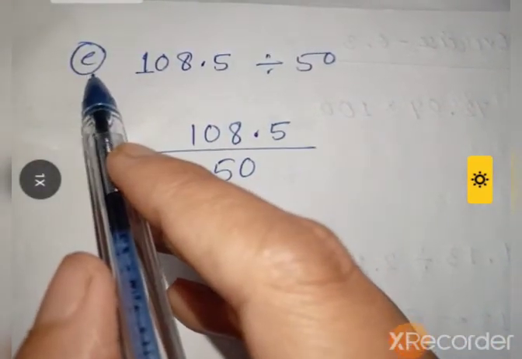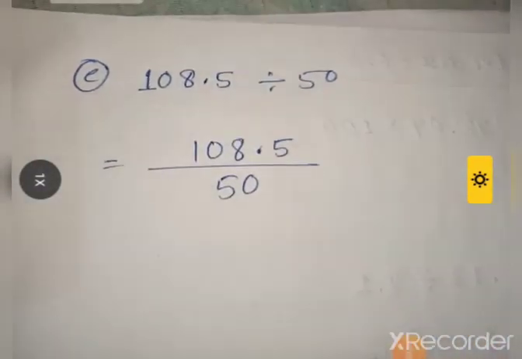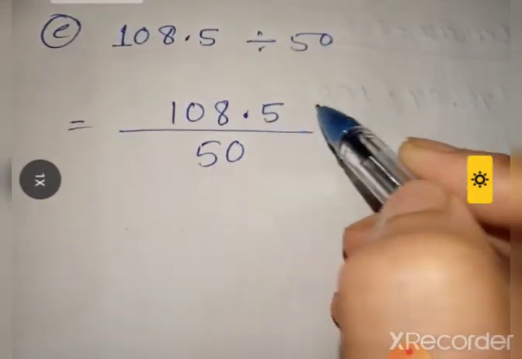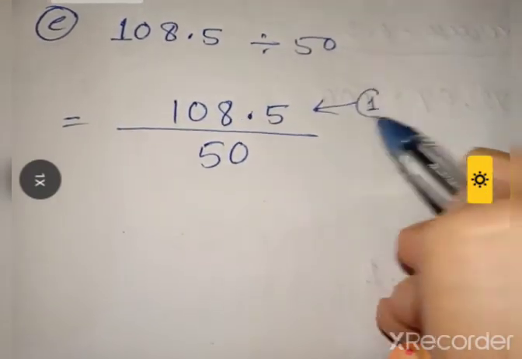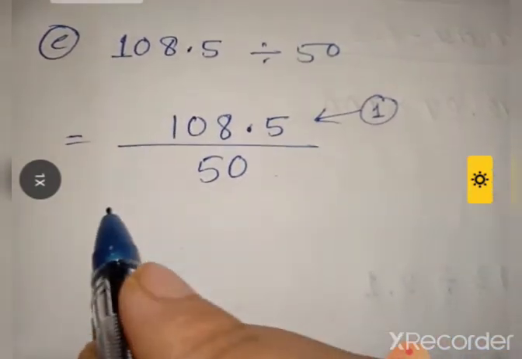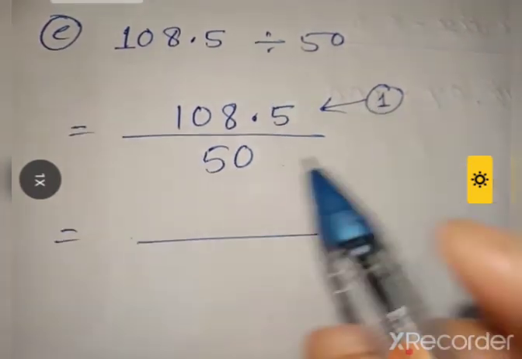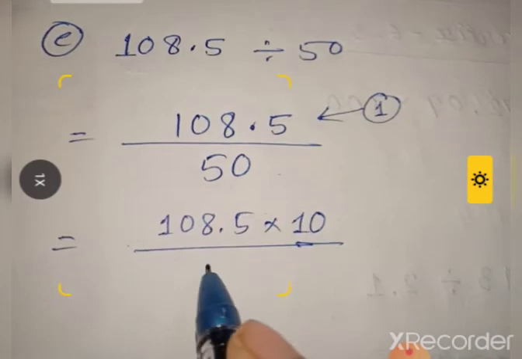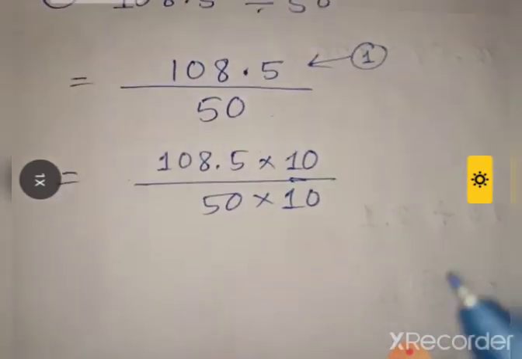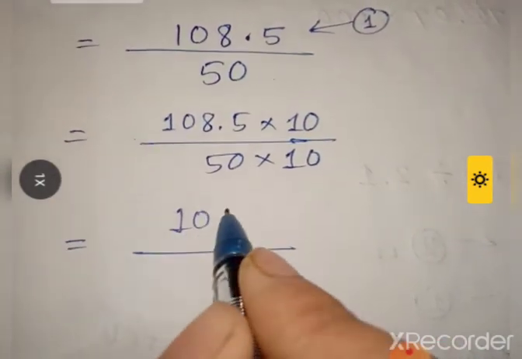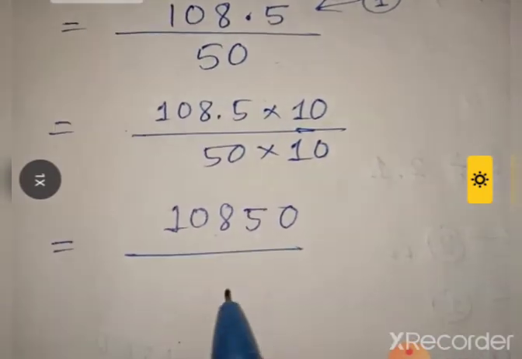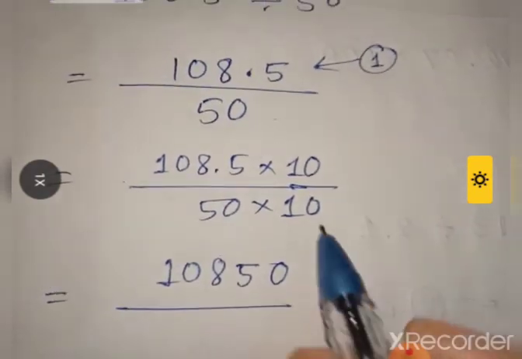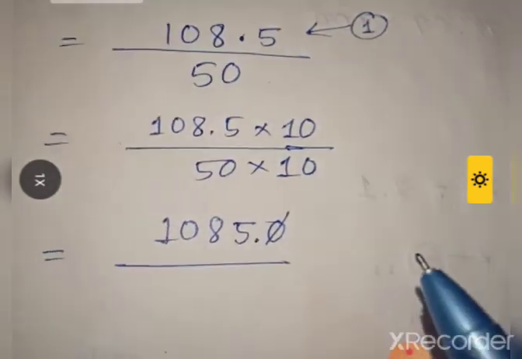Question number E, 108.5 divided by 50. So write it as a fraction. Then here the decimal part is 1 place. Here there is no decimal. So here the maximum decimal is 1. So we have to multiply this by how many? 10. So here also multiply by 10. Okay. Then you will get the answer 1085 over 500. Then after how many decimals will we put the point? After 1 decimal.